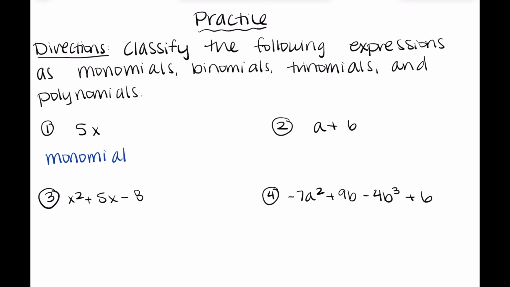Looking at number one, it's only one term, right? So number one would be considered a monomial. Looking at number two, we have two terms joined together with an addition sign. So that would be considered a binomial. Looking at number three, we have three terms here. So that would be considered a trinomial. And for number four, we have four terms. So that would be considered a polynomial.